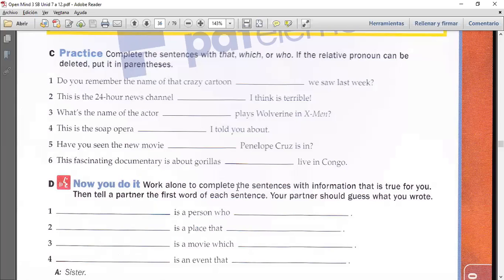And now you do it. Work alone. What you're going to do is complete the sentences with information that is true for you. Is a person who, is a place that, is a movie which, it's an event that. Complete. Then we are going to work with a partner. It says your partner should guess what you wrote. Okay. Is the homework clear, to continue practicing?